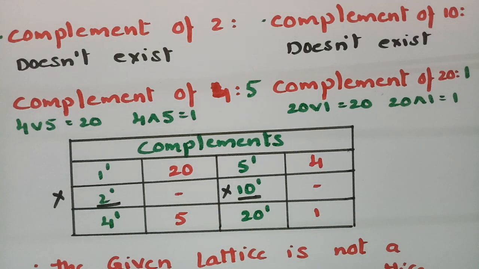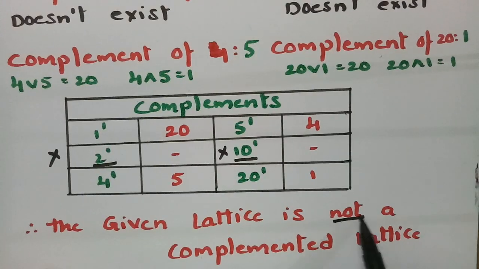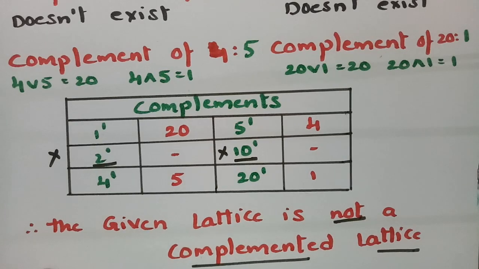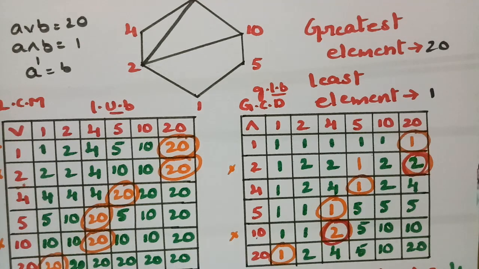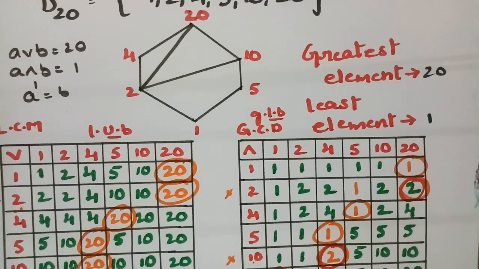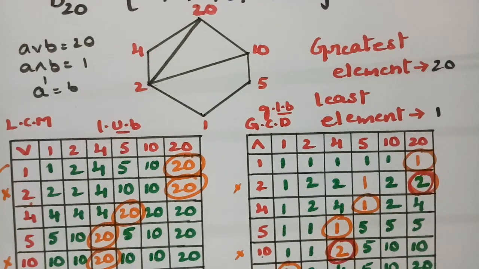Therefore, if each and every element has a complement, then we say that it is a complemented lattice. If at least one element doesn't have a complement, then we say that it is not a complemented lattice. See here, this is not a complemented lattice. So this is how we have to solve, and if you write this composition table, clearly we'll get an idea. If you don't know how to see it from the Hasse diagram, take out the LCM and GCD of these two, and definitely you can solve it on your own.